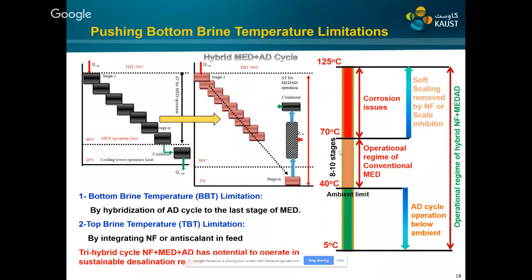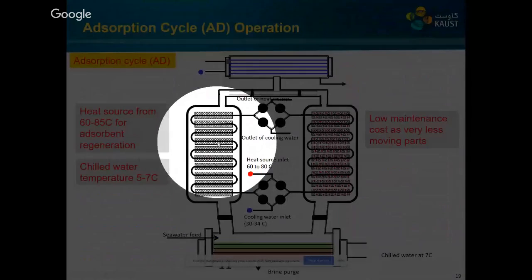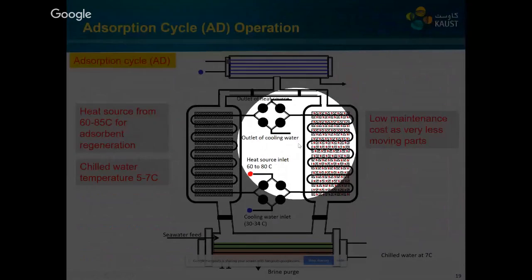So this was our target, and to achieve this target, we started the investigation, the pilot scales. But before going to the piloting, I would like to explain the operation of the adsorption cycle that we introduced. So the adsorption cycle is actually adsorbent beds, and these are the two adsorbent beds where we pack the silica gel adsorbent in the form of cakes.